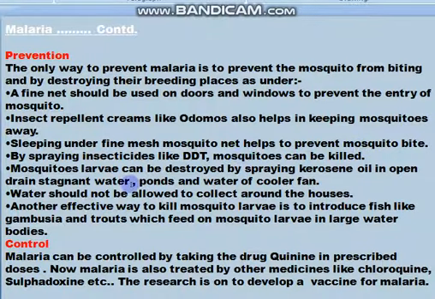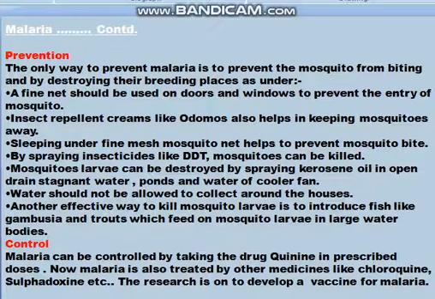We can spray insecticides like DDT to keep away or to kill the mosquitoes. Mosquito larvae can be destroyed by spraying kerosene oil in open drains, stagnant water, ponds and water of the cooler fan. And water should not be allowed to collect around the house. Another effective way to kill mosquito larvae is to introduce fish like gambusia or trout, which feed on the mosquito larvae in large water bodies.